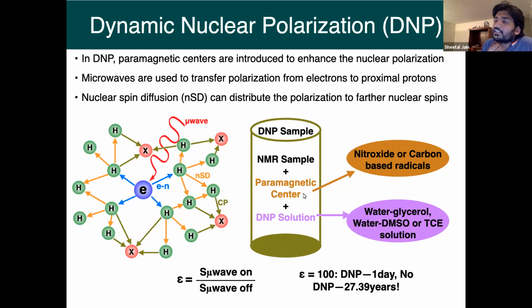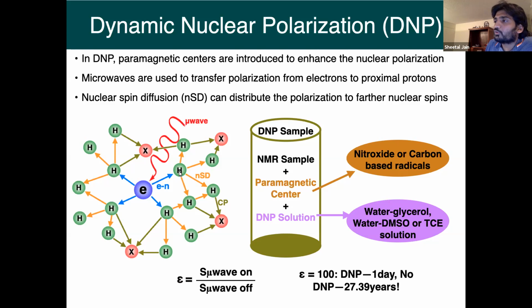And the basic idea is that in the NMR sample, we introduce a source of paramagnetic center. Usually these are stable nitroxide radicals, and we mix it with a DNP solution, basically a glass forming agent, so that it acts as a cryoprotectant as well as provides this proton spin bath. And then we irradiate microwaves at the optimum frequency for DNP, near the EPR frequency of the radical, and that leads to polarization transfer to nearby protons.